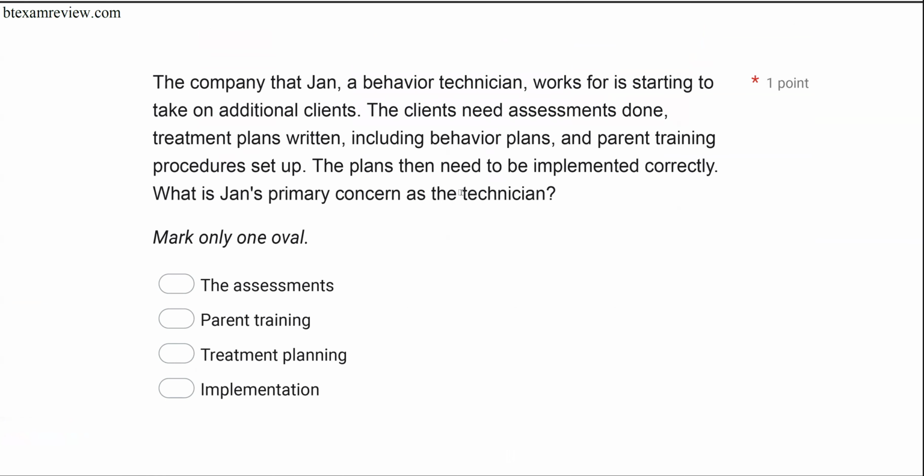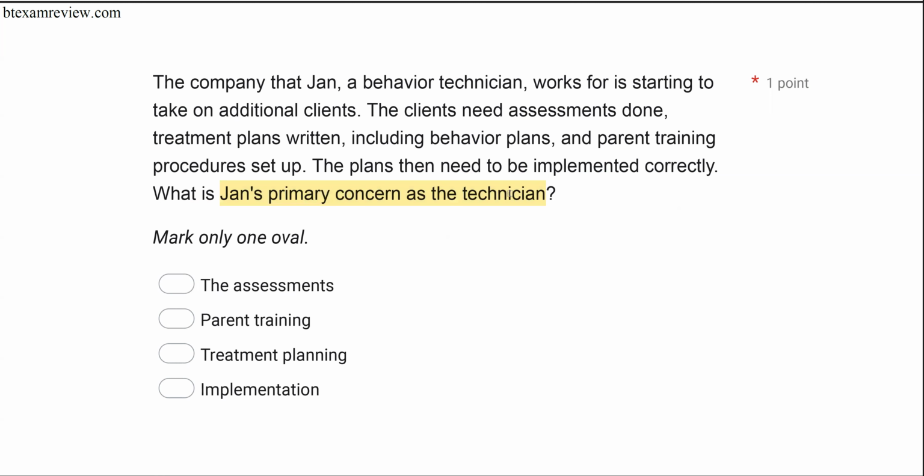The company that Jan, a behavior technician, works for is starting to take on additional clients. The clients need assessments done, treatment plans written, including behavior plans, and parent training procedures set up. The plans then need to be implemented correctly. What is Jan's primary concern as the technician? What do we mean by Jan's primary concern as the technician?